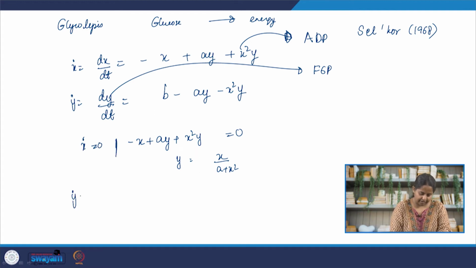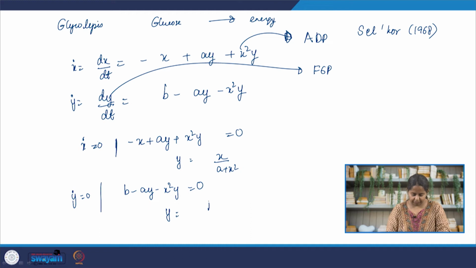and then our y nullcline will be when the derivative of y becomes equal to 0. So, what we get is b minus a y minus x squared y is equal to 0, which means y is equal to b by a plus x squared. So, you see they are quite easy, interesting equations we have gotten.